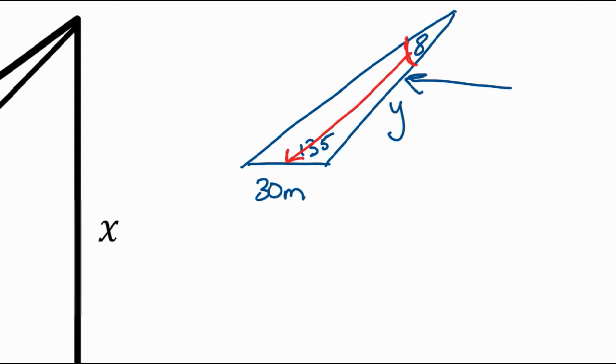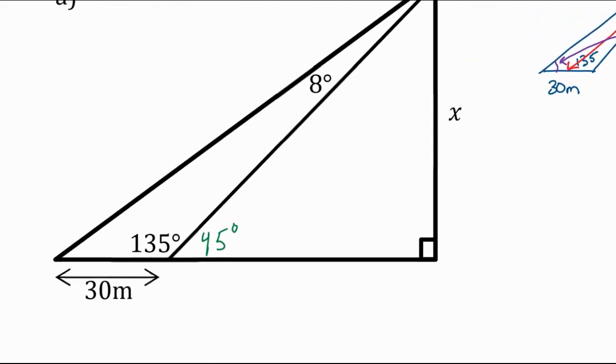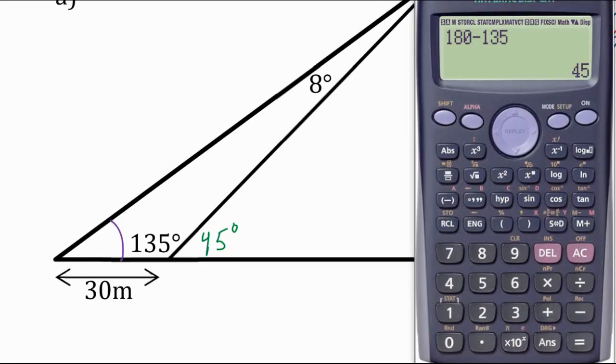But what is across from y? This one here, which is empty, right? I don't know that one yet. But if I have two angles, I can find three. So that, again, is this angle. And I can use the other two angles to find that angle. So I'm going to go ahead and do that. So 180 minus 135, sorry, minus 8. And that works out to 37. So I'm going to go ahead and put that in there as 37 degrees.